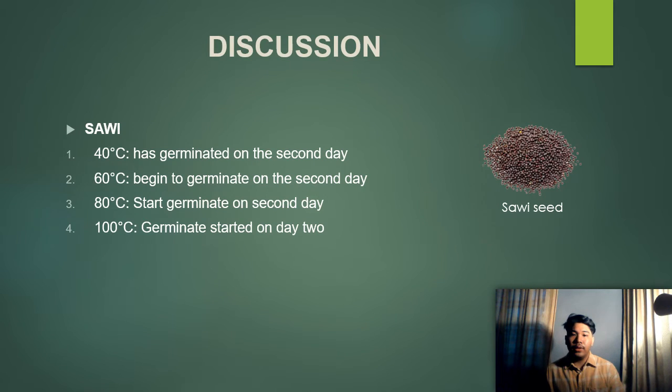Okay, so next is the discussion of this mini experiment. I'm going to start with the sawi seed. For 40 degrees Celsius, the seed germinated on the second day. For 60 degrees Celsius, the seed also began to germinate on the second day. At 80 degrees Celsius, the seed germinated on the second day also. And at 100 degrees Celsius, the seed also started to germinate on day 2.